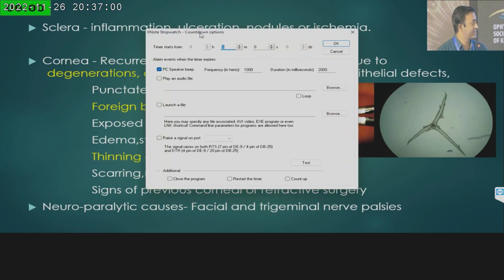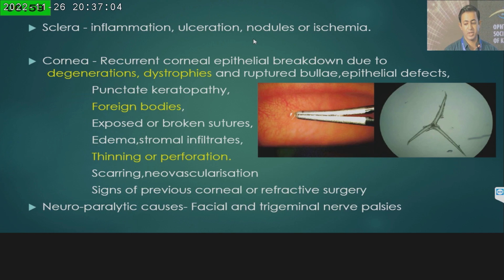A foreign body such as this might be missed on a trivial examination. You might have a transparent tripod shaped foreign body. So it is very important that you examine in detail.